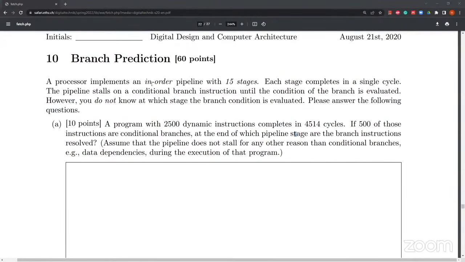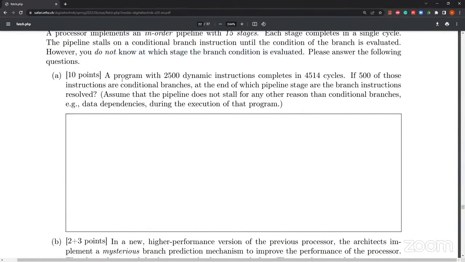So here we have a processor that implements an in-order pipeline with 15 stages. Each stage completes in a single cycle. The pipeline stalls on a conditional branch instruction until the condition is evaluated, but we don't know at which stage the branch condition is evaluated. And we need to answer the following questions.